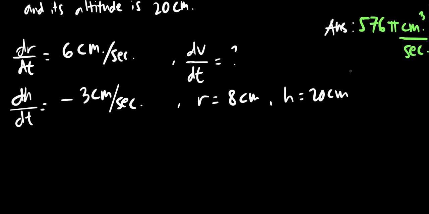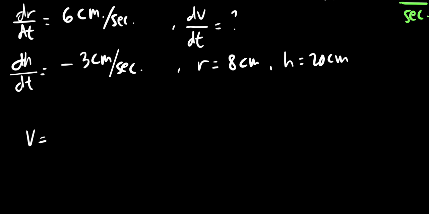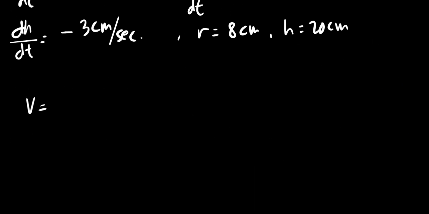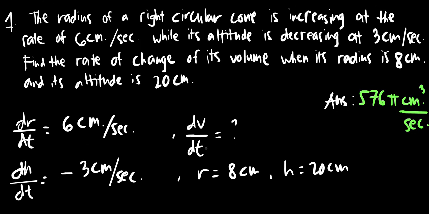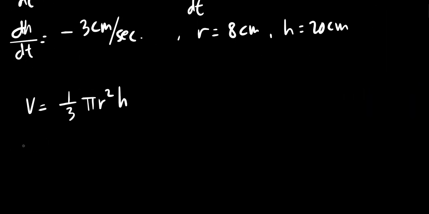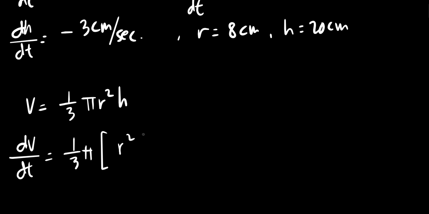So for this one, what is the volume of a right circular cone? So it is 1/3 pi r squared h. After this one, we'll now differentiate with respect to time. So we have dV over dt is equal to 1/3 pi. So we have r squared multiplied by dh over dt plus h multiplied by 2r dr over dt.